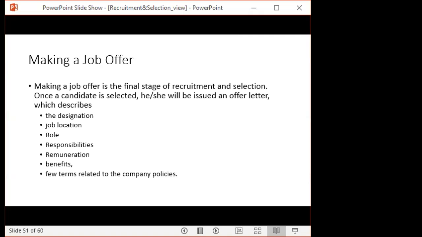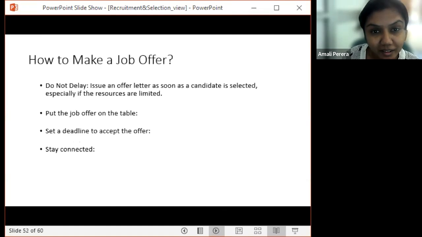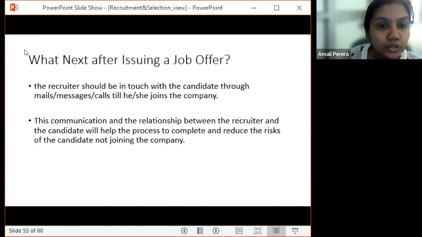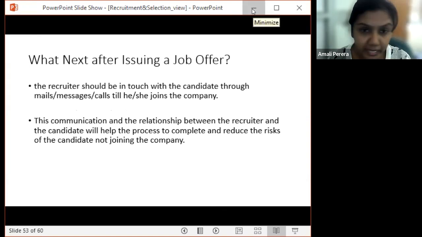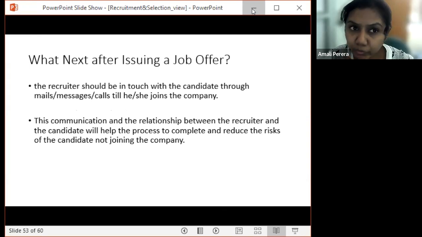Right. So that's it for today under making a job offer. What we have to do is see what comes next after issuing the job offer, so we will discuss it at the next class. According to the calendar, we will be meeting again on the 14th, which is the scheduled timetable. So we'll see how it goes.